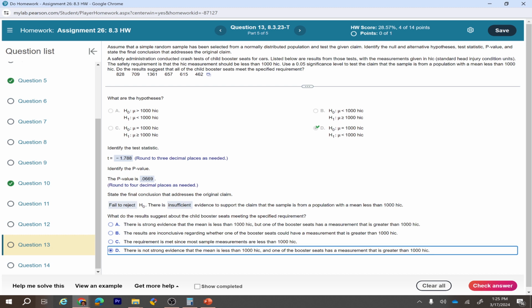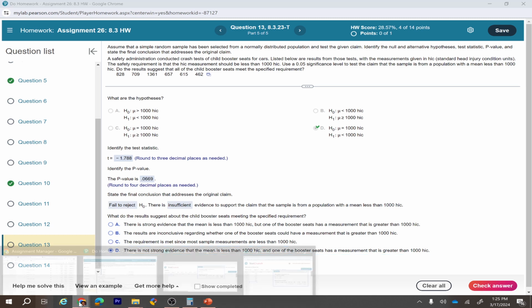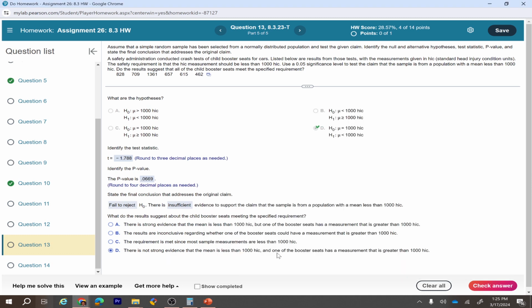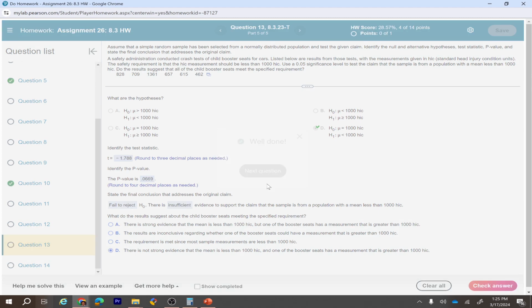So what is the question? What do the results suggest? To test the claim that the sample is from a population with mean less than 1000, do the results suggest that all of the child booster seats meet the specified requirement? No, there is not strong evidence that the mean is less than 1000, and for one of the booster seats, if you look at the data here and sort it, you can see that one of the booster seats has a measurement that is greater than 1000.